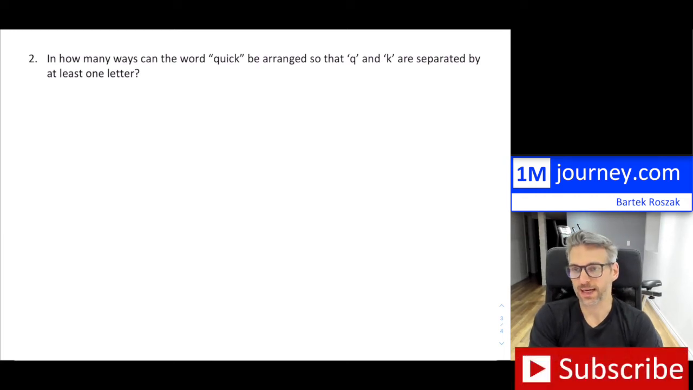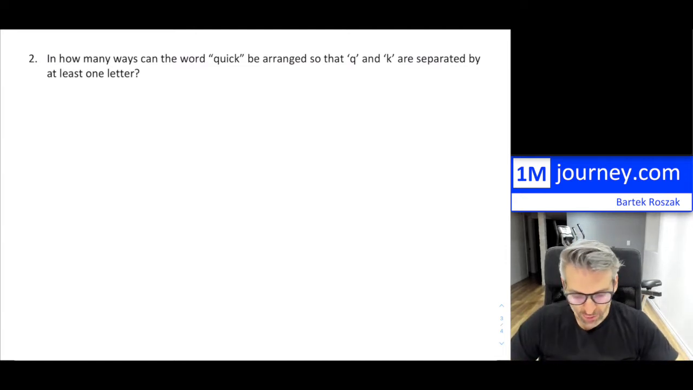So here's another example from this particular test. In how many ways can the word QUICK be arranged so that Q and K are separated by at least one letter? Okay, so this is an interesting one. And students will run into some problems if you haven't seen this before. And how do we think about this example?